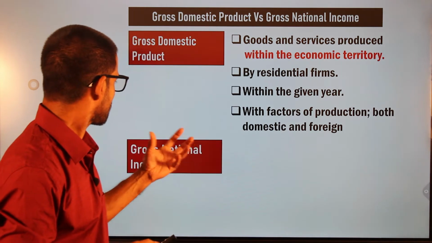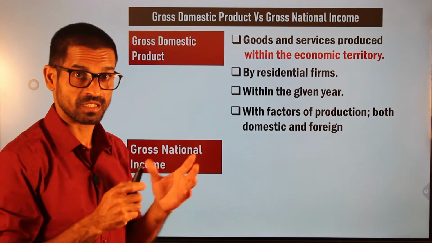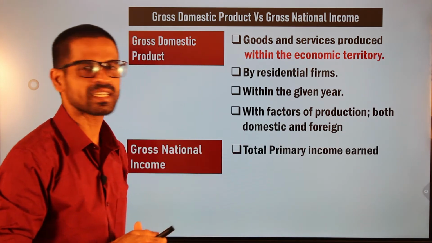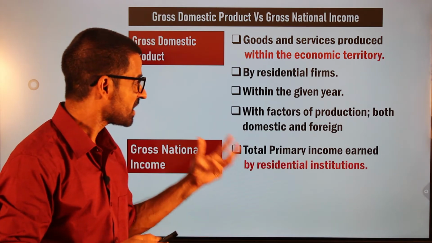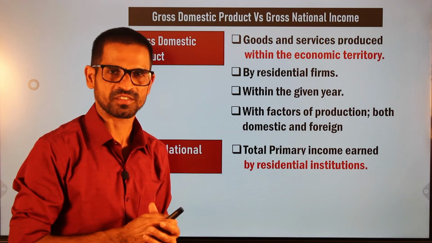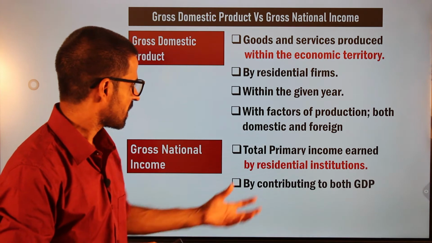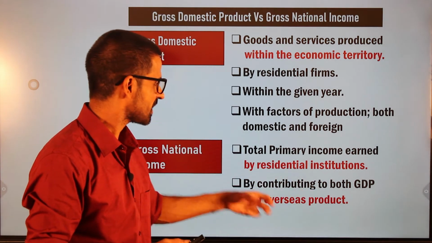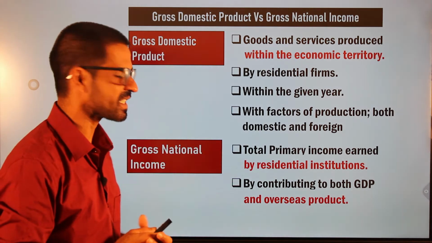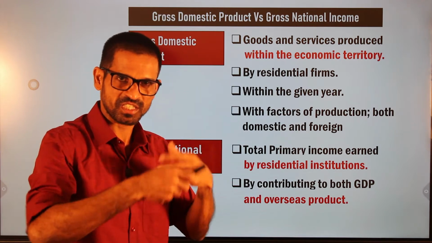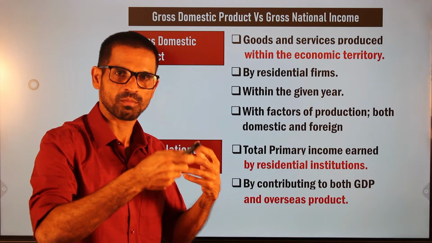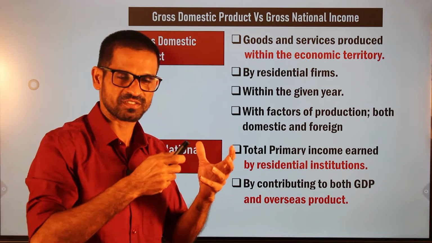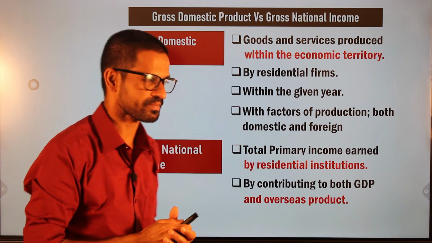Then we have to identify what gross national income is. Remember the word national. It refers to total primary income earned by residential institutions, by contributing to both GDP and overseas product. It is not only GDP, even the overseas product earned by residential institutions. Total primary income. What do you mean by primary income? The income which is generated through a production process by providing factors of production such as land, labor, capital, and entrepreneurship. That is primary income, the income which is earned through a production process, a value addition process.